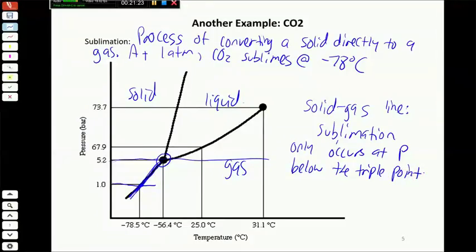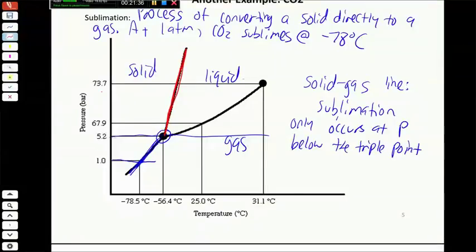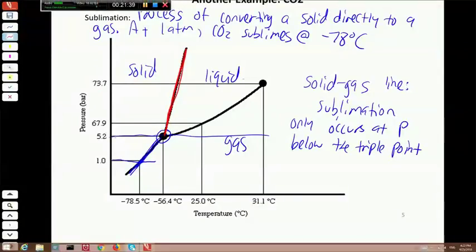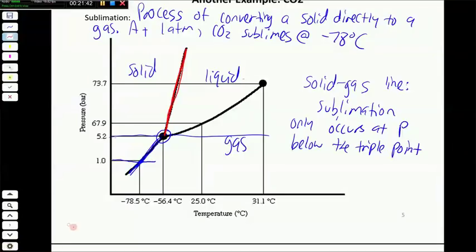And then the other thing we notice for CO2 is that we have a different slope. Our solid-liquid line in this case, which only occurs at much higher pressures than 1 atmosphere, has a positive slope. So that's one difference between CO2 and water besides sublimation. So that means the solid in this case is more dense than liquid.